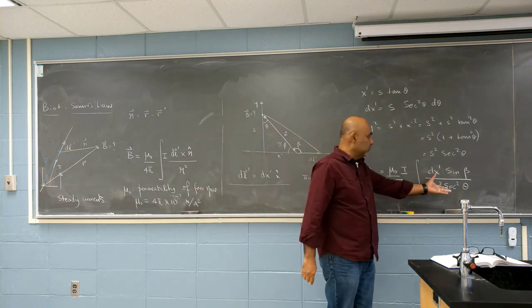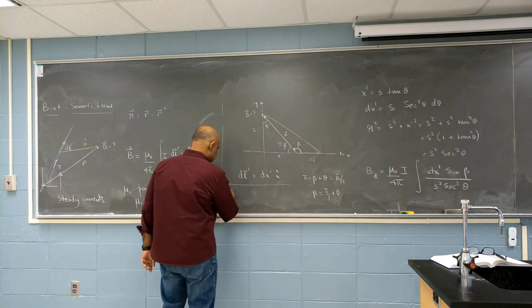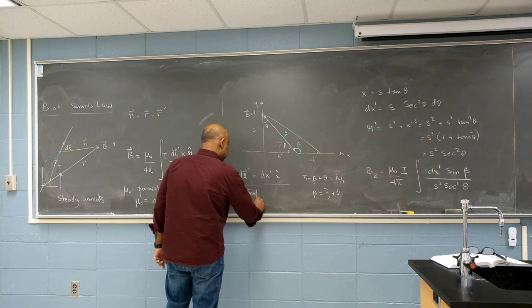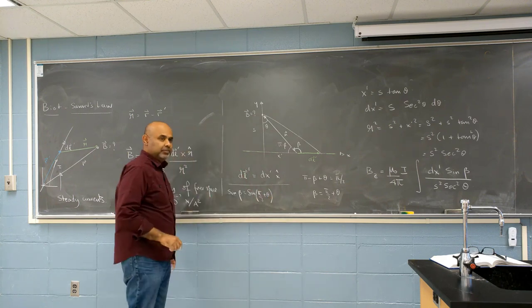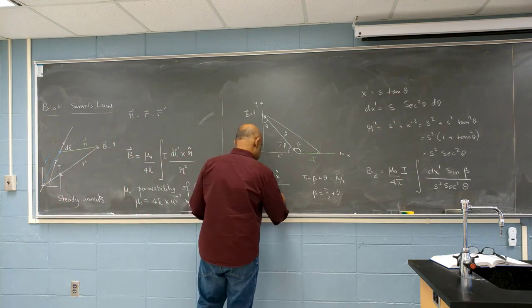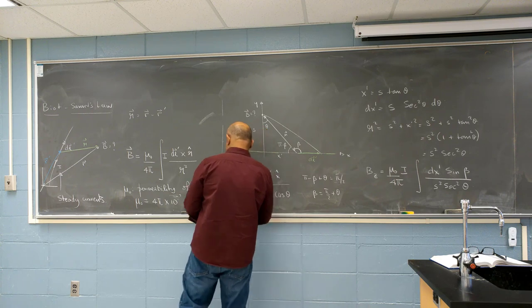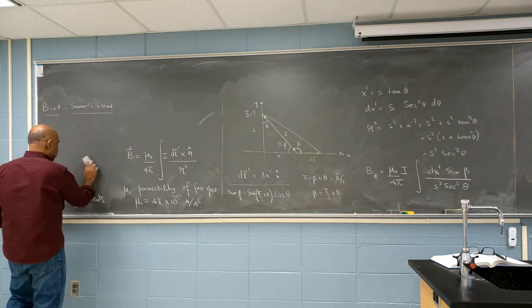Eventually we're going to feed everything to this integral. I'm just computing all the pieces. So what is sine of beta? Sine of pi over 2, sine of 90 plus theta is what? Cosine of theta. Okay, I believe we have done all the hard work.